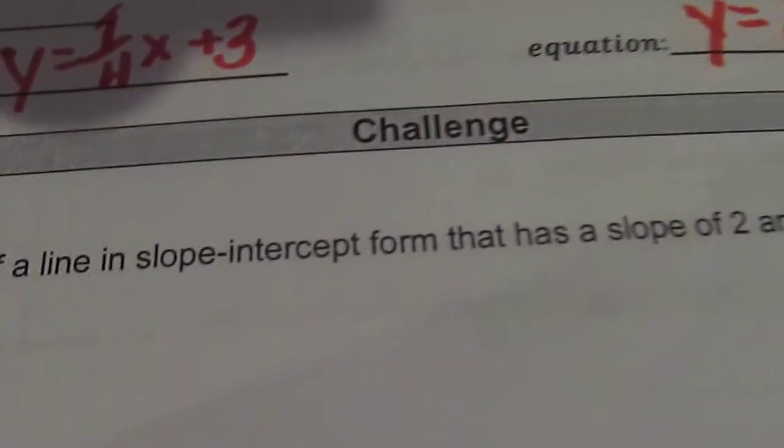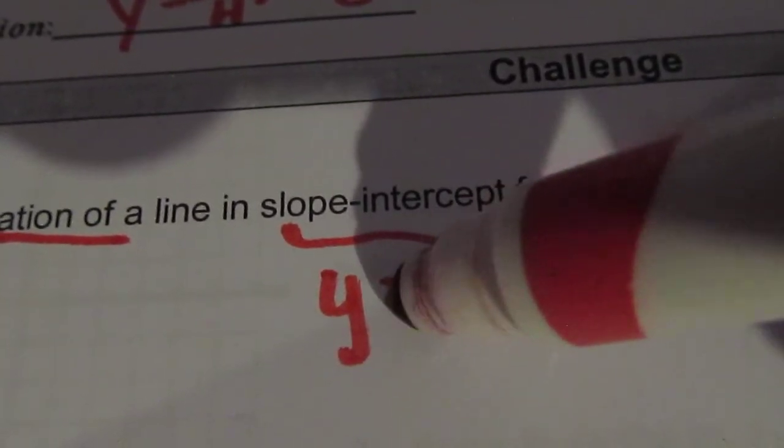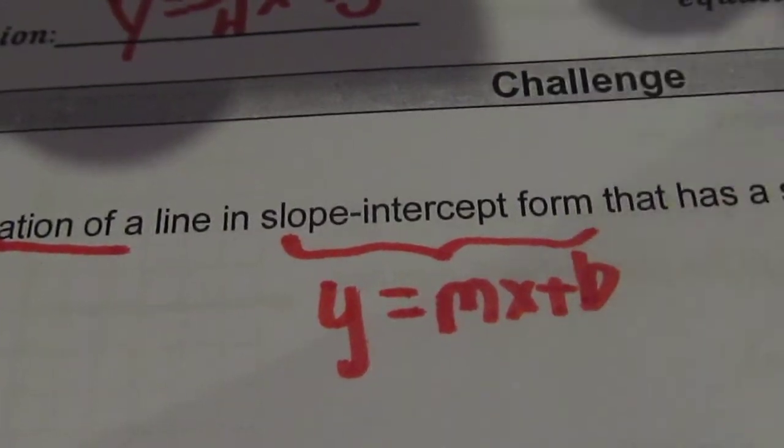Now for your challenge problem. So far so good. Let's read it together. Write the equation. Okay, equations mean you have equal signs. Slope-intercept form. We're going to learn 2 other forms in this unit, so we want to make sure we're good on one form before we move on to the next in a couple days. Has a slope of 2. Okay, that means m is equal to 2.